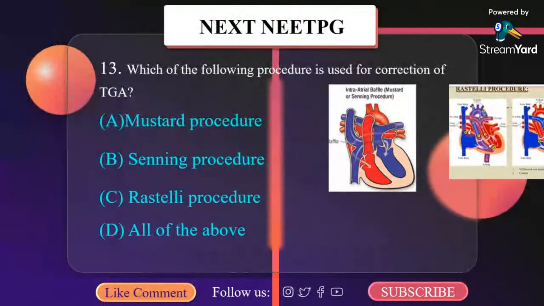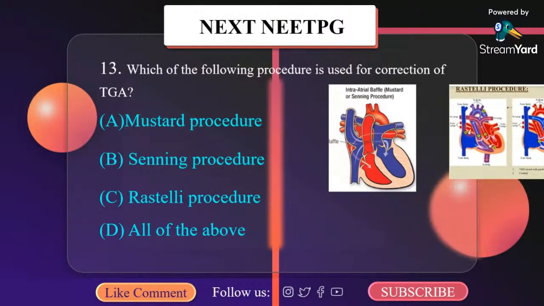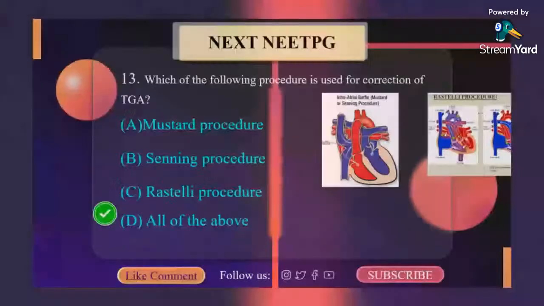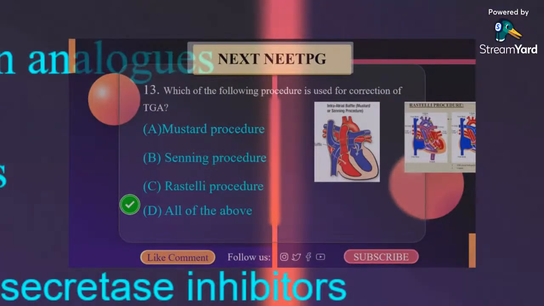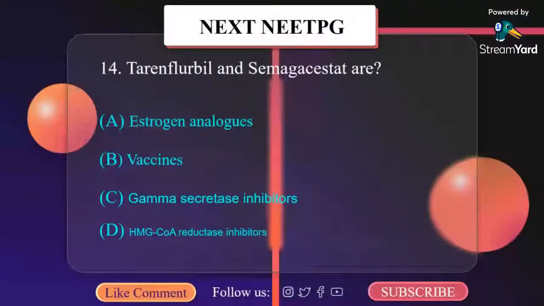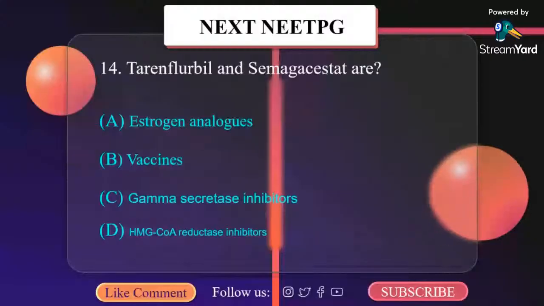Which of the following procedures is used for correction of TGA? A, Mustard procedure, B, Senning procedure, C, Rastelli procedure, D, all of them. It is all of them. Tarenflurbil and semagacestat are A, estrogen analog, B, vaccine, C, gamma secretase inhibitor, D, HMG-CoA reductase inhibitor. It is gamma secretase inhibitor.